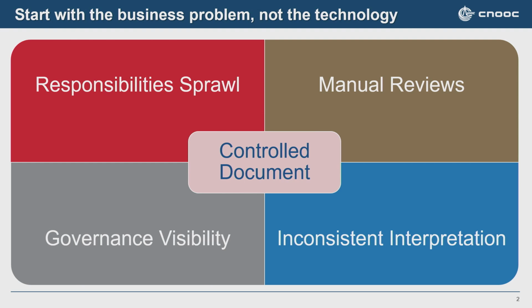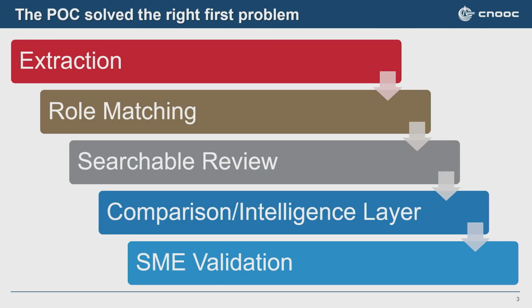So the problem we were really trying to solve here wasn't extraction of the data. It was all about the visibility of that data. This is how we approached it. The first thing we did was try to understand what the problem was. It was all about visibility, not extraction, and then we could decide on the solution. The POC itself was bringing structure to that problem. Let's extract the responsibilities, match them to the roles, apply some comparison across that, and then bring in the SMEs to validate the output.